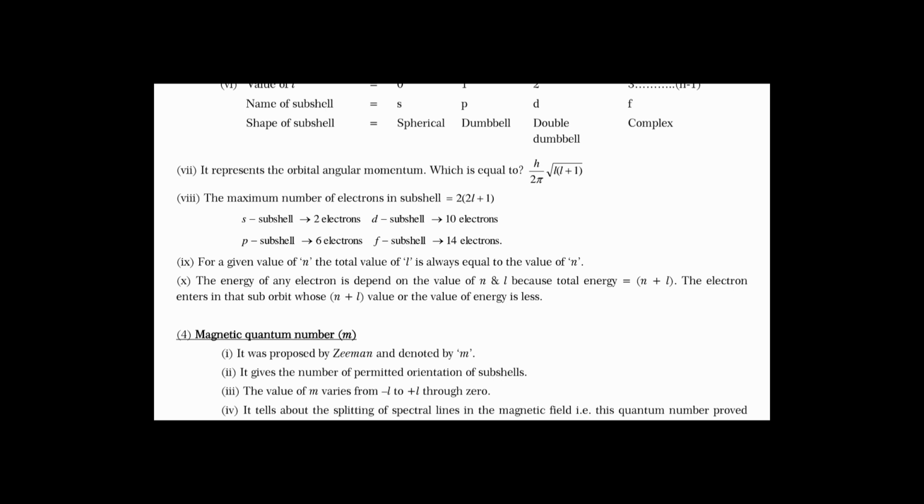The energy of any electron depends on the value of n plus L. We fill electrons in a suborbit. The electrons enter the suborbit whose n plus L value, or energy, is less. That suborbit will be filled first, the one which has the lower n plus L value.